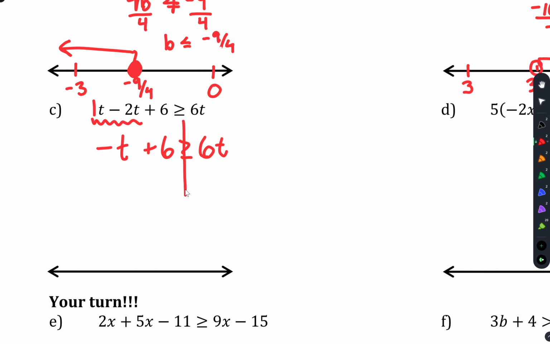I'm going to move my variables to the left side. Here's something I want to point out because I saw this a lot on your test and I see it a lot on today's homework. When I move this variable to the left side, wait, first of all, am I going to add it or subtract it? I'm moving it to the left side. We're subtracting because this is a positive 6t, so I do the opposite, which is minus 6t. So that's a negative 7t over here.